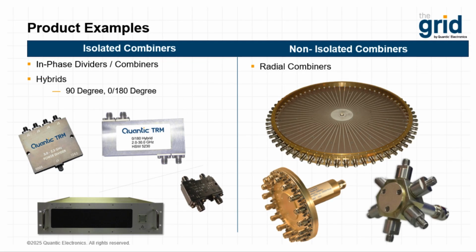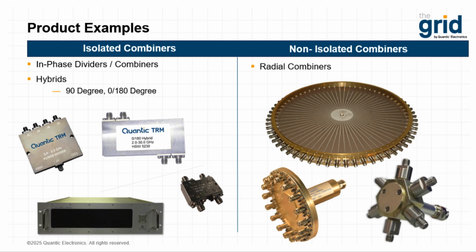Some examples that Quantic TRM makes within power combiners: for isolated combiners, you certainly can use any variety of higher power dividers, 180 hybrids, 90-degree hybrids, and those sorts of devices. Again, if we're building a power combiner with these characteristics, we need to be cognizant of the phase and the exact nature of the signals to make sure that we can get the heat out of those devices.